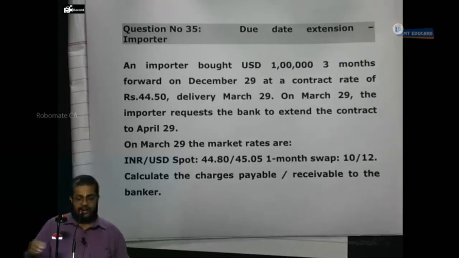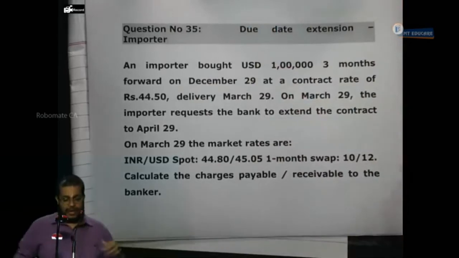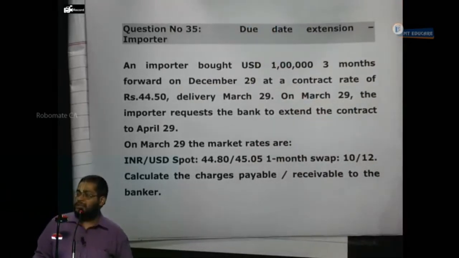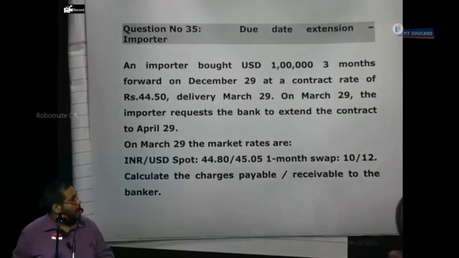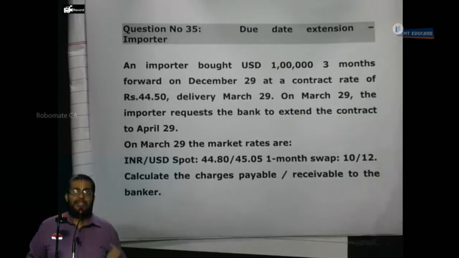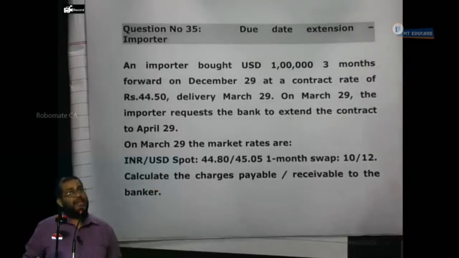Can we start or not? Right, question number 35. Write the column headings: transaction date, maturity date, transaction type, and then rate. Can we start or not?